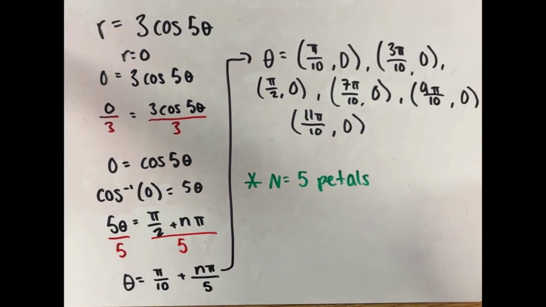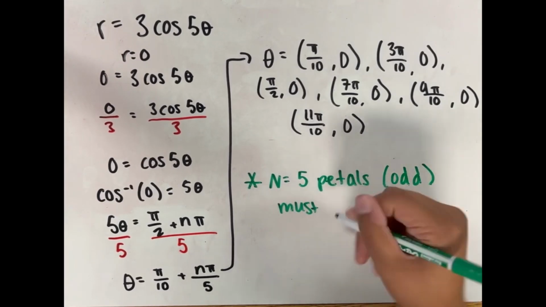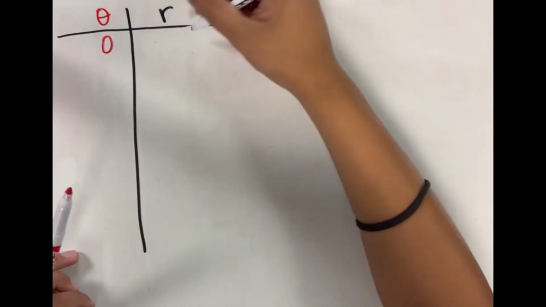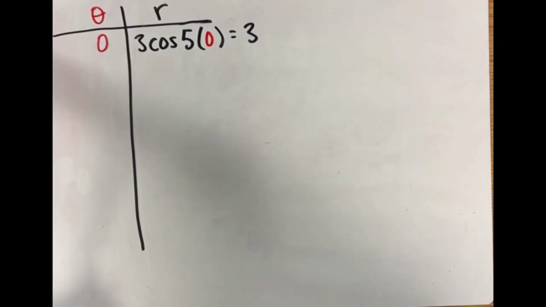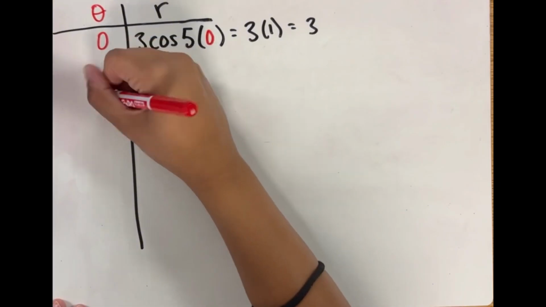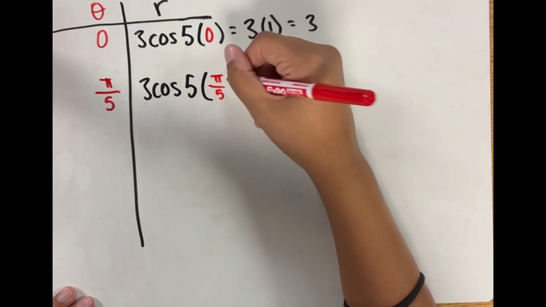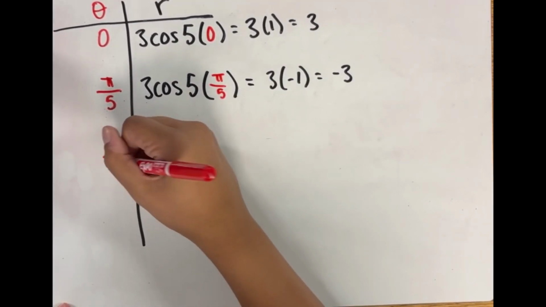Since n equals 5, that's going to be 5 petals because n is odd. And since there were 5 petals, we found 6 zeros. Since we know that there is a 0 at every pi over 10, we're going to scale by pi over 5 to find the max points. So at 0, we find that r equals 3, and then at pi over 5, we find that r equals negative 3, because it alternates between the positive and negative a value.